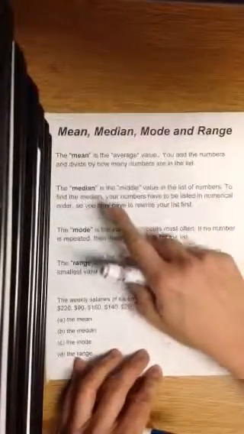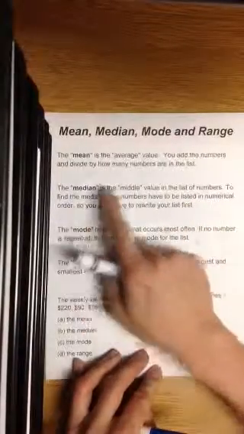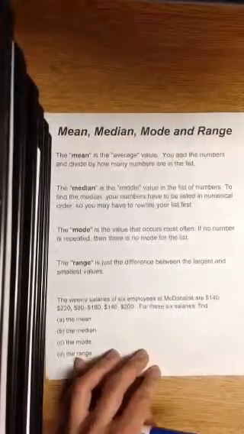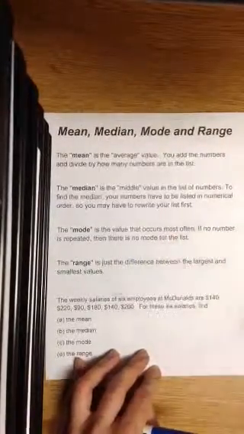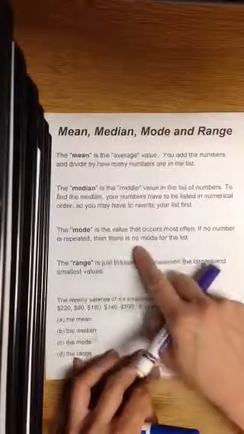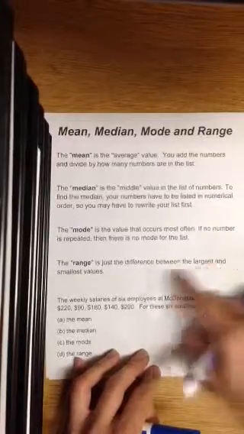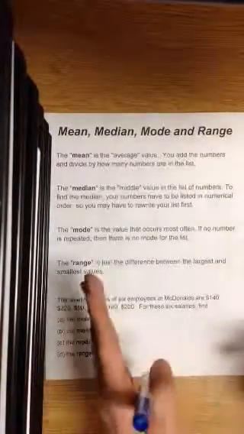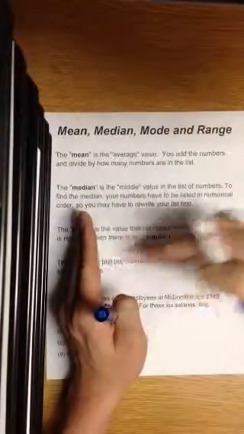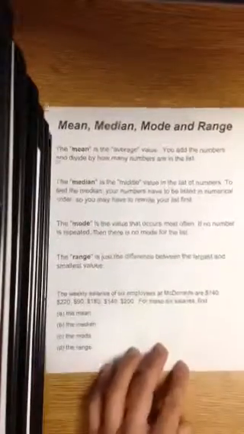Median is you put the numbers from least to greatest. You put them in order, and you find the middle value of the list. So you have to rewrite your list. Mode is the number that occurs most often. If no number is repeated, then there is no mode. Range is just the difference between the largest and smallest. It's the spread. How far is it from the least to the highest?